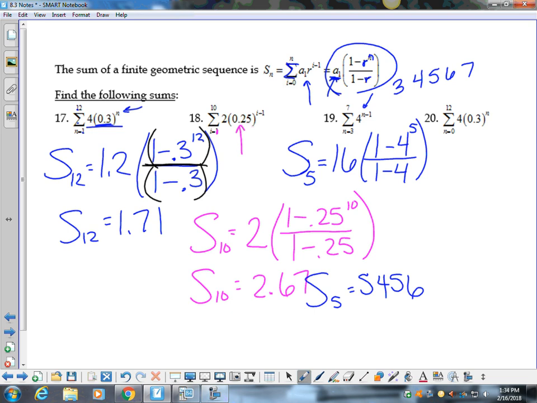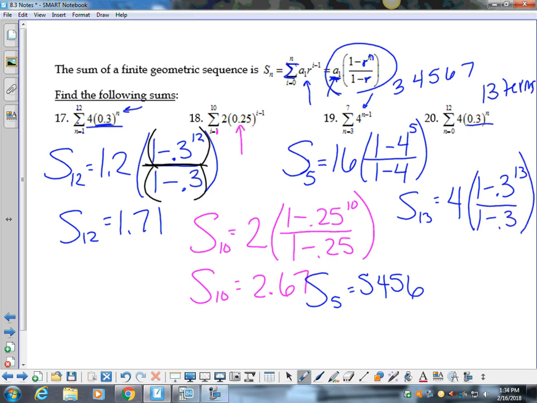All right, now look at number 20. I do not have 12 terms. I have 13 terms because look at the bottom. I am starting at 0. So I have 13 terms. 12 minus 0 is 12, but then I got to add 1 back in. This has 13 terms. So the sum of the first 13 terms. Okay, plug in a 0. That's going to make this a 1. So my first terms are 4 to the 13th. Again, you're going to pause this and type it in and make sure you're getting that.